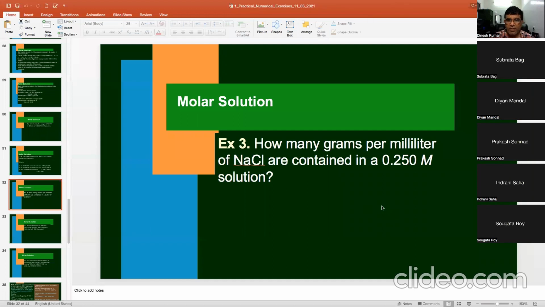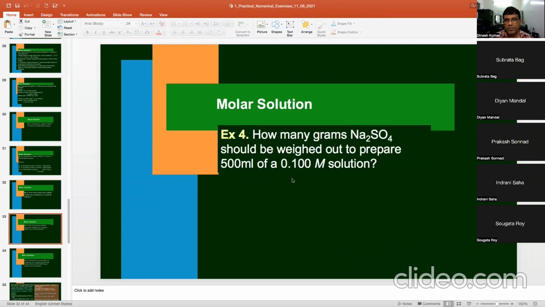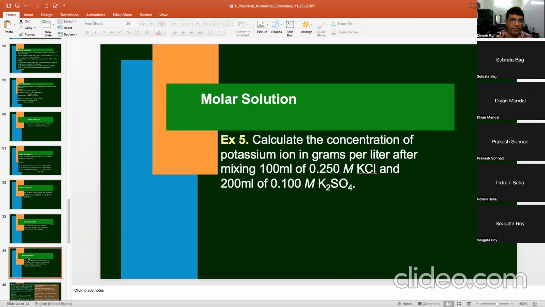Welcome back. Now this is an example, your homework again. How many grams per milliliter of NaCl are contained in 0.250 molar solution? So you can do it. Next is your how many grams of sodium sulfate should be weighed out to prepare 500 ml of 0.1 molar solution. These are numericals. You can try.